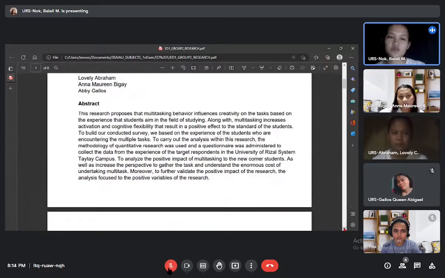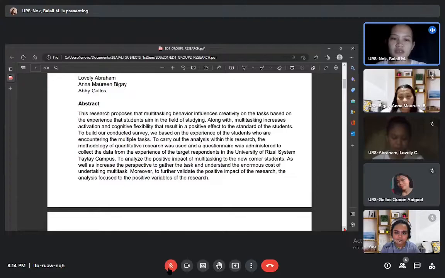Okay, thank you so much. So, the abstract of our research is this: research proposed that multitasking behavior influences creativity on the task based on the experience that students aim in the field of studying. Along with multitasking increase activation and cognitive flexibility that result in a positive effect to the standard of the students.